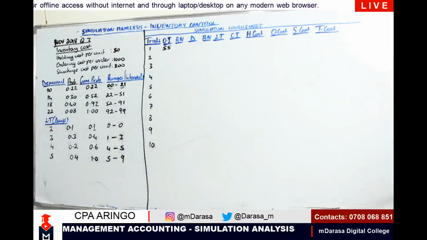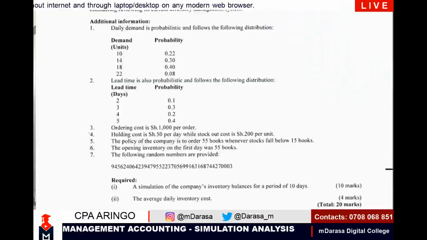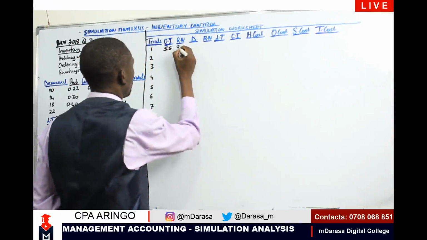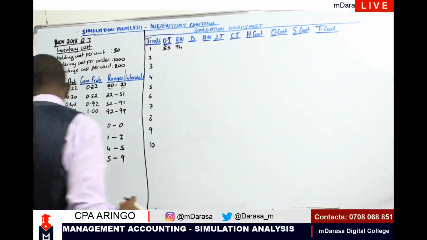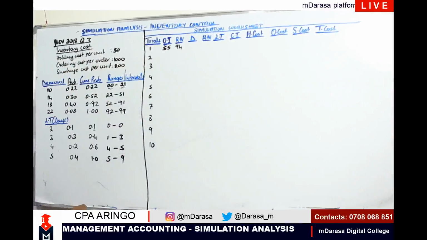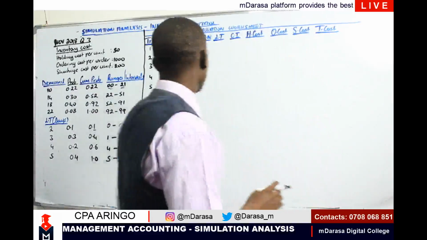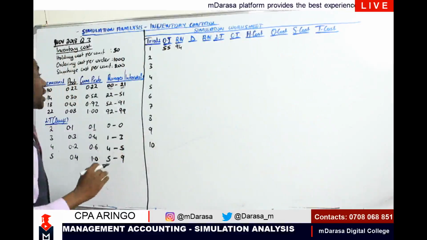So looking at our question here, note 7, the following random numbers are provided. So I'm having 94. That is what we are going to take as our first random number. Having our 94, look at this case and be very attentive. The random number is 94. Come to your demand and identify where your 94 will fall.